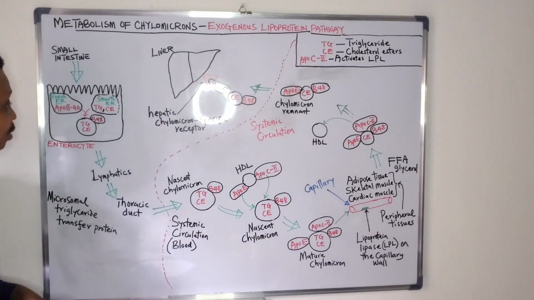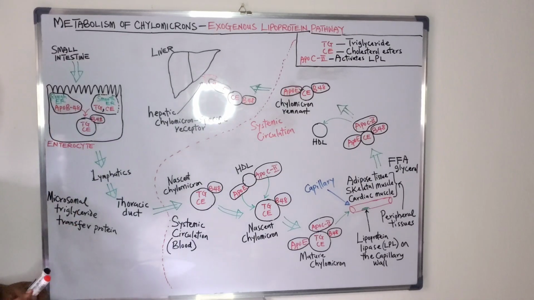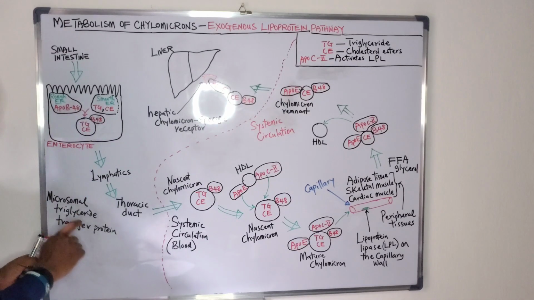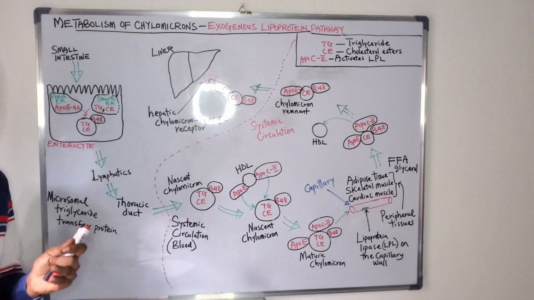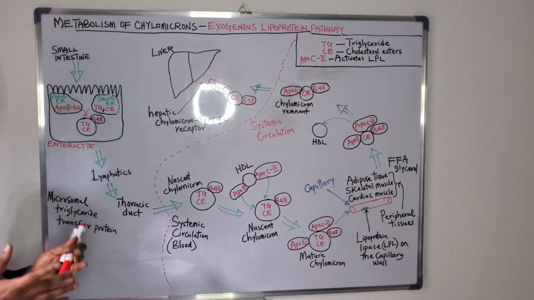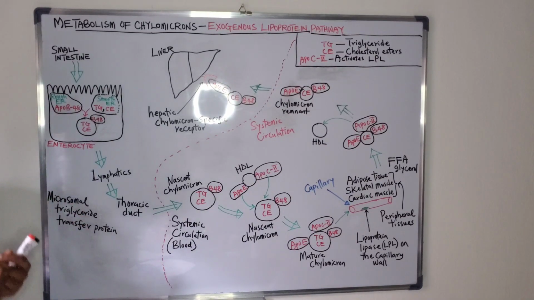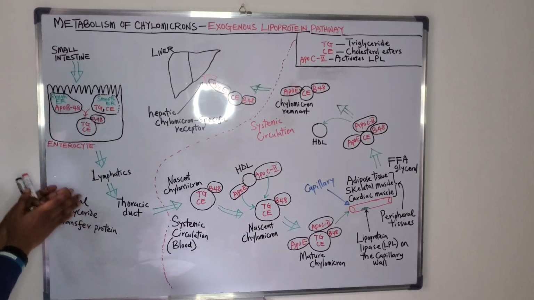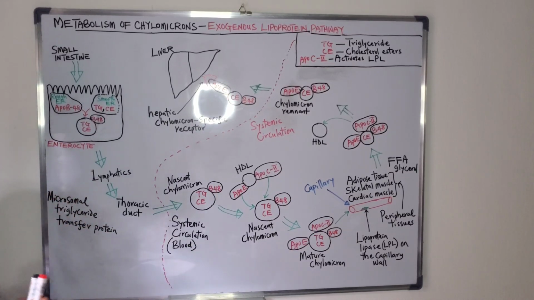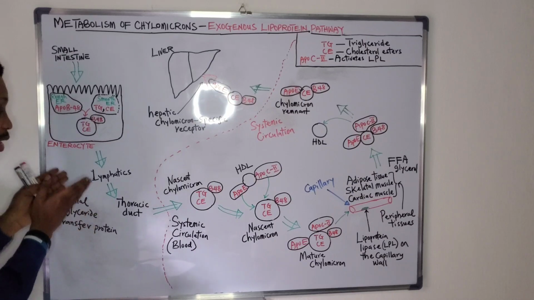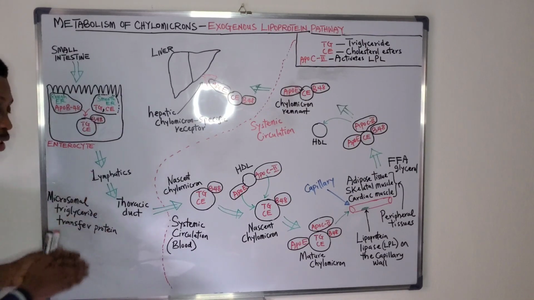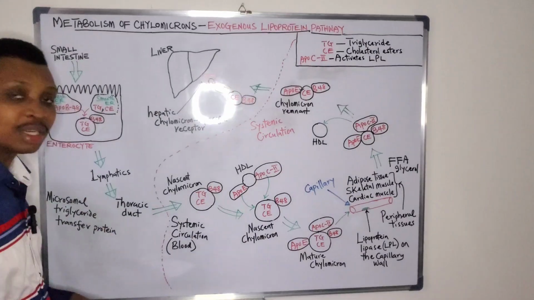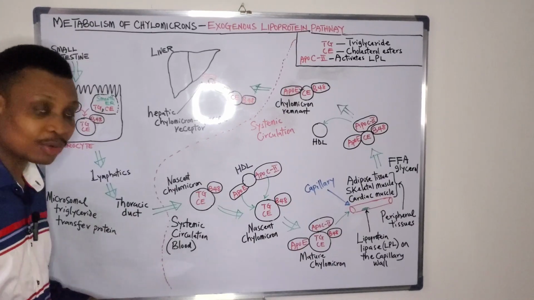When this is formed, this chylomicron particle directly enters into the lymphatics. Normally, nutrients absorbed from the small intestine go into the portal circulation, where they are first carried to the liver. But in this case, the chylomicron particle does not go into the portal circulation. It goes directly into the intestinal lymphatics, and then through the thoracic duct, it goes into the systemic circulation.